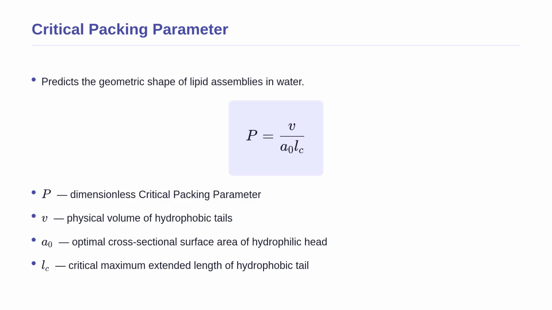P is the dimensionless packing parameter. The variable V stands for the physical volume of the hydrophobic tails. The symbol A0 represents the optimal surface area of the hydrophilic head group. Finally, LC is the maximum extended length of the tail. If the tail volume V decreases, the parameter P becomes smaller, which physically forces the molecules to curve into a sphere instead of lying flat.